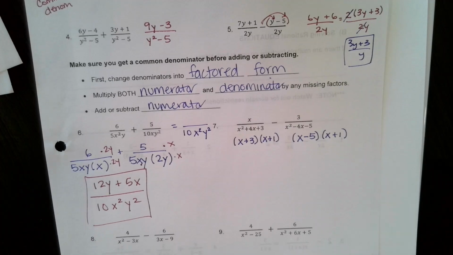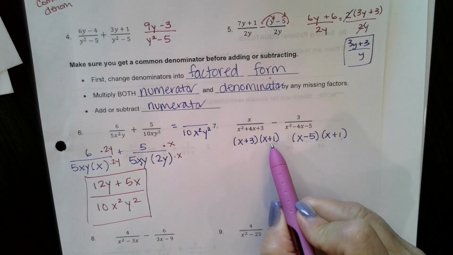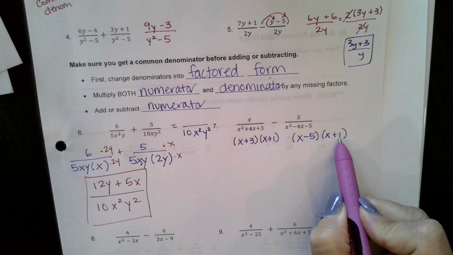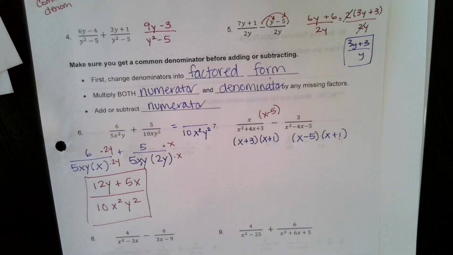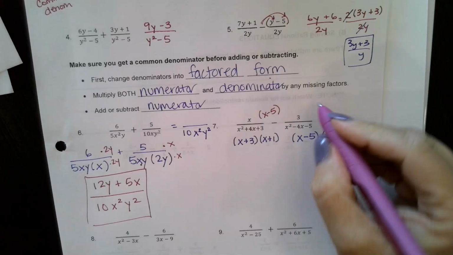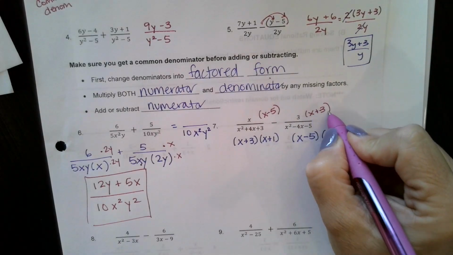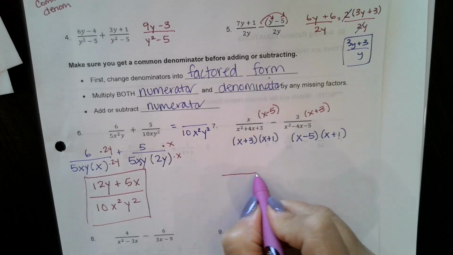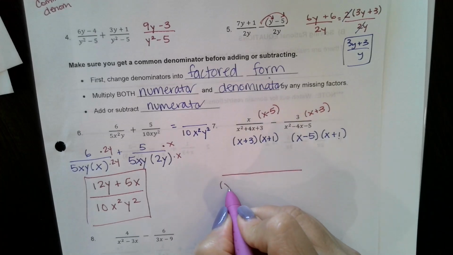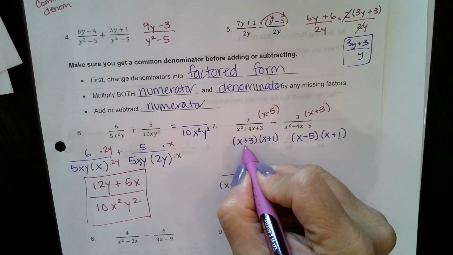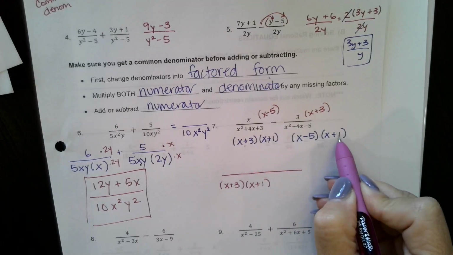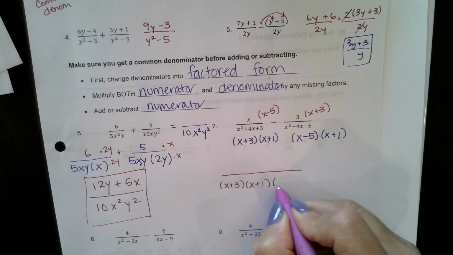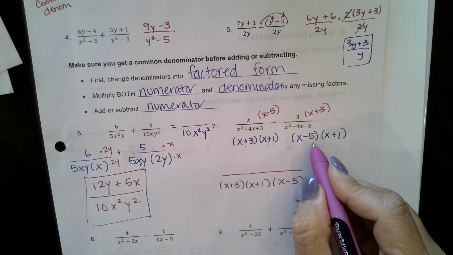Okay, so what I'm doing is I'm looking for which factor is missing. Well, they both have the factor of x plus 1. But this one is missing the factor of x minus 5. And this one is missing the factor x plus 3. So my whole denominator is going to be x plus 3, which is this one, x plus 1, which is this one, and this one, right? I don't have two of them, it's just one of them, and then x minus 5. That's going to be this third one.